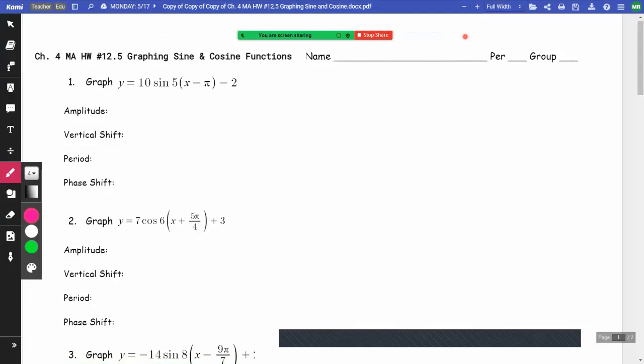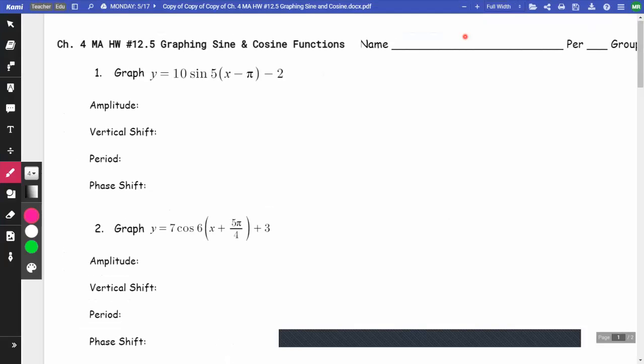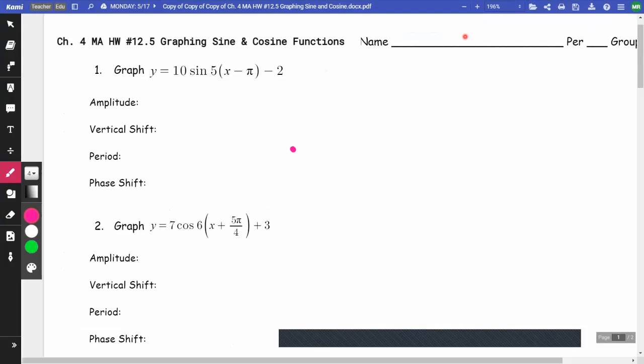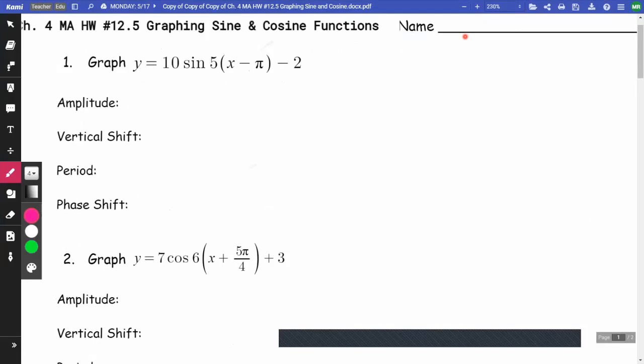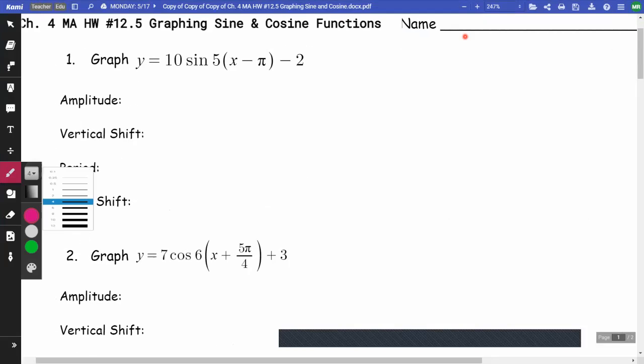So this video is on Chapter 4, homework number 12.5, graphing sine and cosine functions for Monday, May 17th. So let's fill out all the information here.